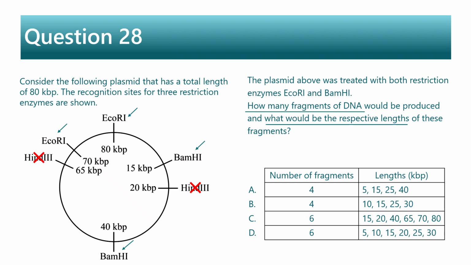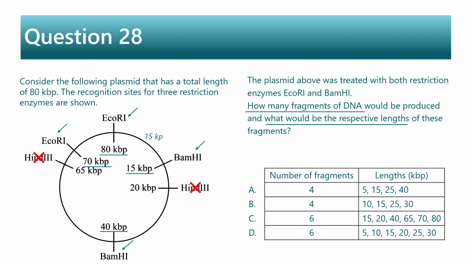Let's locate our active cut sites going clockwise around the circle. EcoRI cuts at 80 kbp, which we can treat as 0 kbp, and 70 kbp. BamHI cuts at 15 kbp and 40 kbp. Because a circular plasmid is cut at 4 distinct positions, 0, 15, 40, and 70 kbp, it will yield exactly 4 fragments.